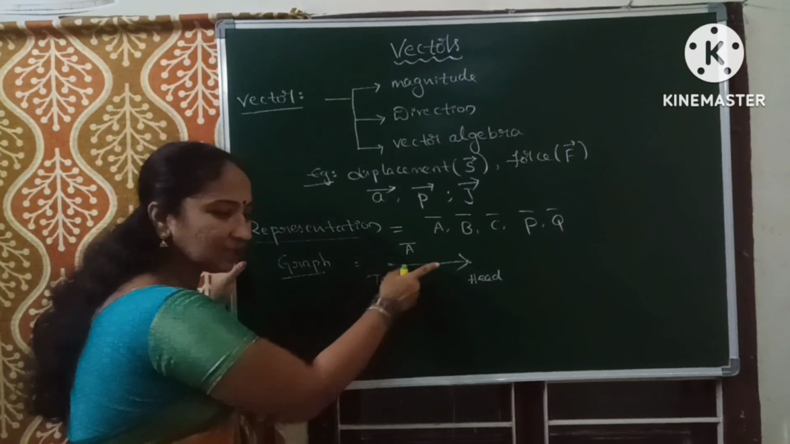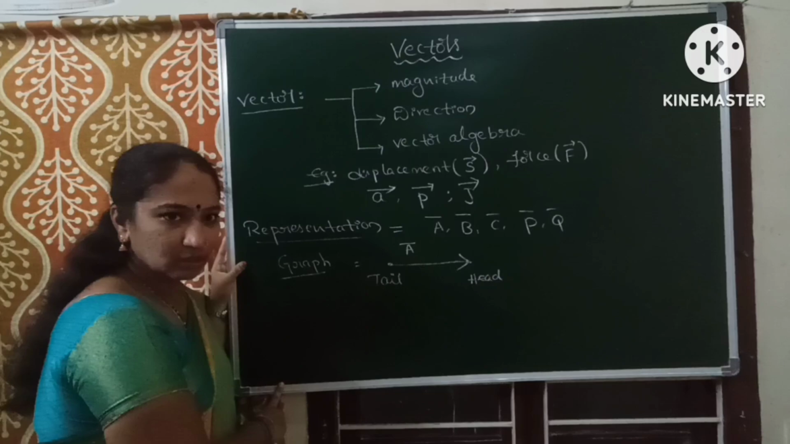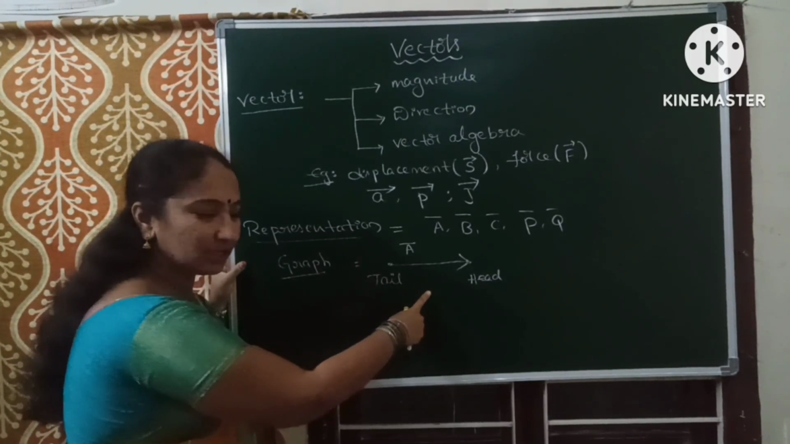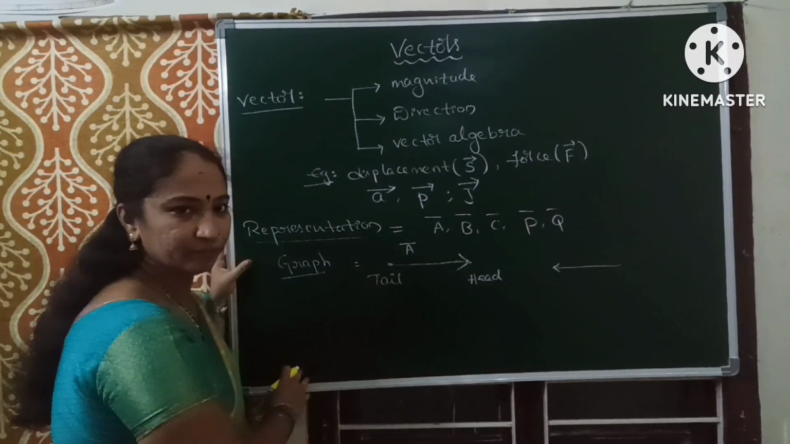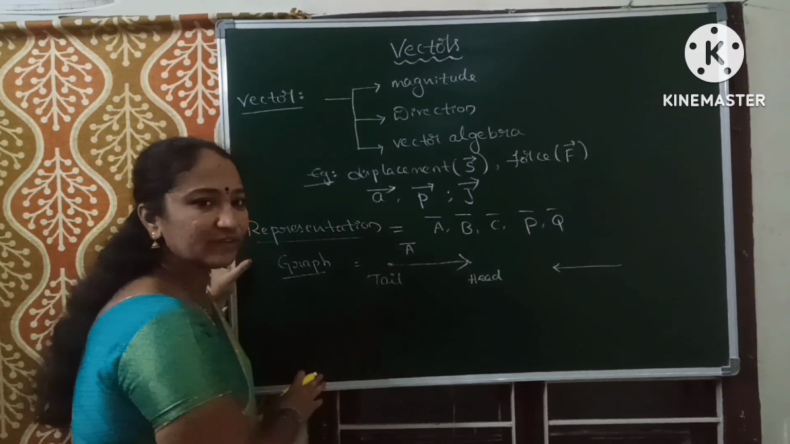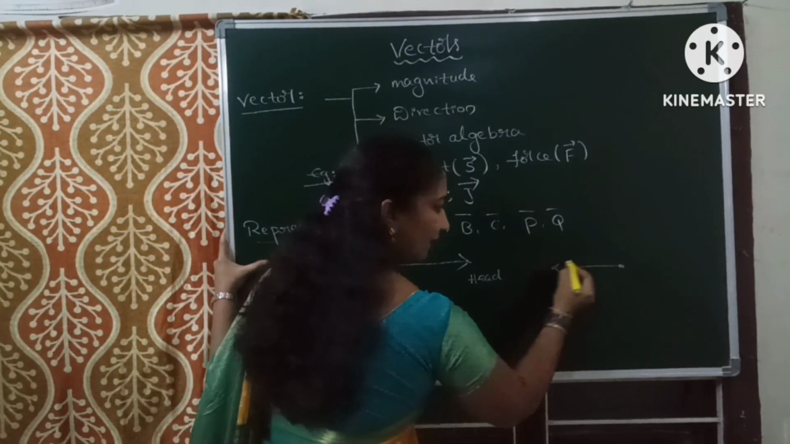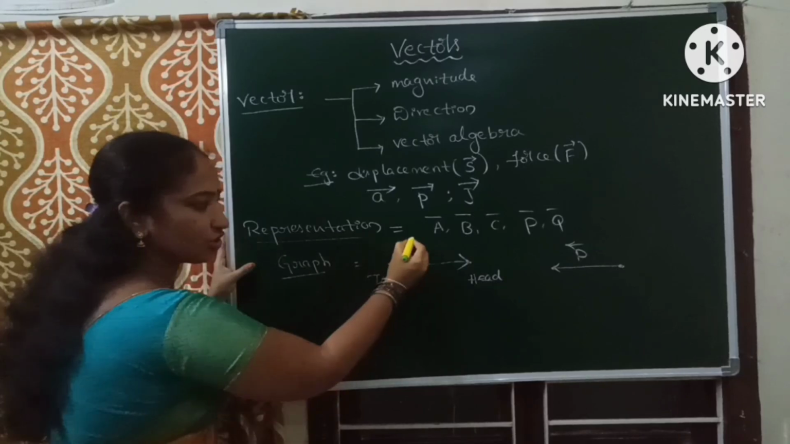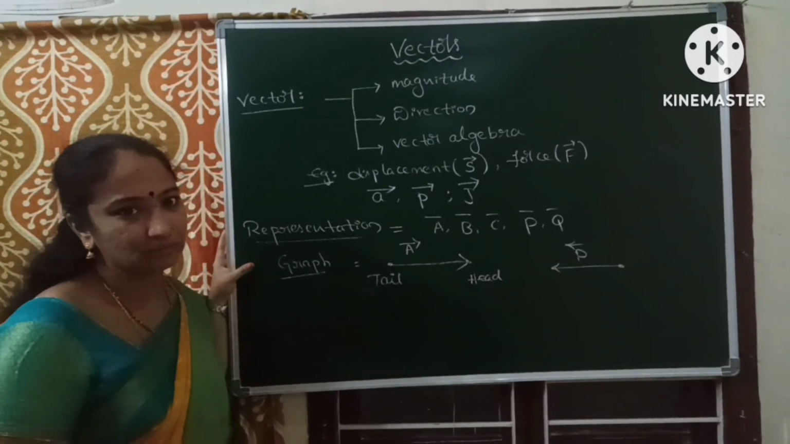Here I drew the vector in a particular direction. For example, towards east I drew. This direction is not always constant. You can draw any vector in this direction also, towards west. Thus the direction will change here. So again it has 2 points, tail and head. For example, it is represented by B bar. It is in this direction. It is towards east direction. This is the graphical representation of the vector.